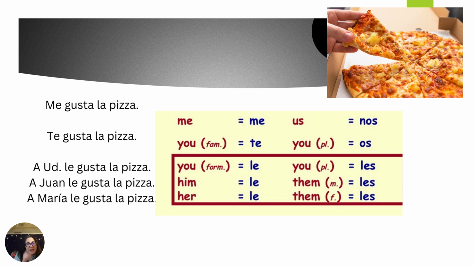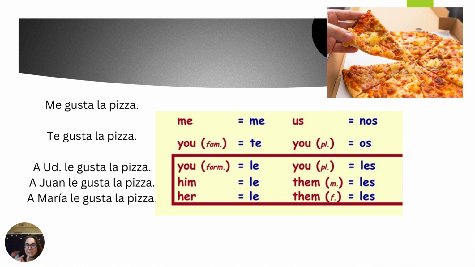So here we have, a usted le gusta la pizza. The pizza is pleasing to you, formal you. Remember, we said that we use usted when we show respect, if someone is older than us. A Juan le gusta la pizza. The pizza is pleasing to Juan.